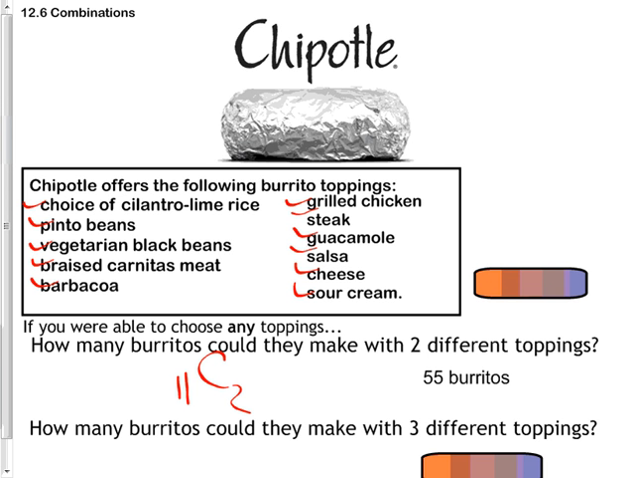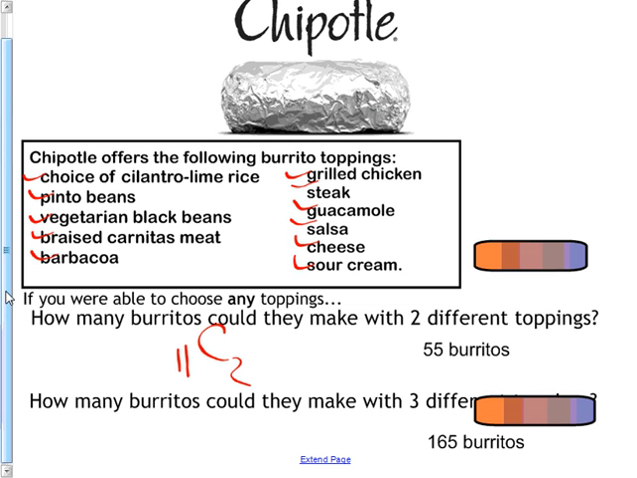Do you think that if we make it picking 3 toppings that we could make more kinds of burritos? Yes. In fact, specifically, you can make 165 if you make it 3 different toppings. So you see that went up a lot. It didn't just double, it actually tripled when I added 1 extra topping.